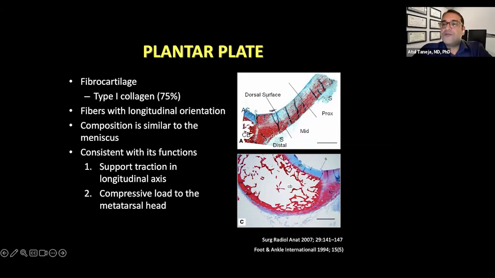Plantar plates are made of fibrocartilage, just like the TFCC, the menisci, and the labrum, meaning they should be dark, they should be black in all sequences. Remember that. And the fibrocartilage at the plantar plates is disposed in a longitudinal aspect, and their composition is very similar to the menisci.